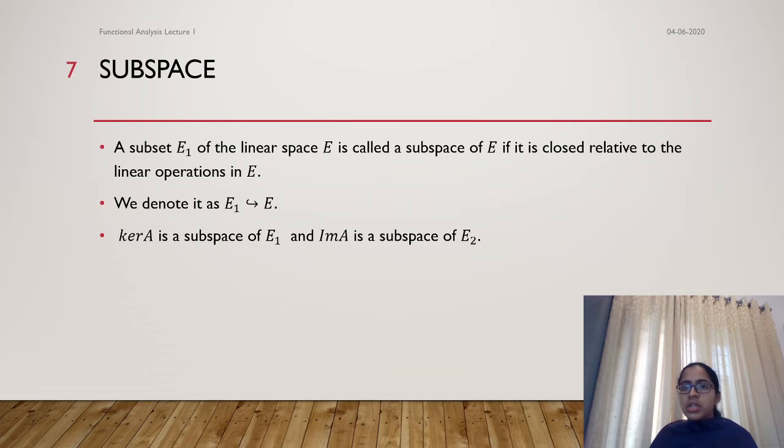Next, moving on to the definition of subspaces. A subset E1 of the linear space E is called a subspace of E if it is closed relative to the linear operations in E. That is, whatever operations we are defining in E, the same operations applied to the elements in E1 can form a linear space. So we denote it as E1 subspace of E, and we can easily see that the kernel of A is a subspace of E1 and the image of A is a subspace of E2.